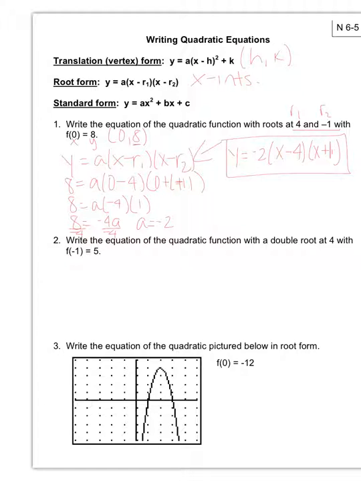Okay, so looking at number 2, we're writing the equation of your quadratic function with a double root at 4, and f of -1 equals 5. So that ordered pair would be (-1, 5). So since we have a double root at 4, that means r1 and r2 is 4. It also means that that's also your vertex. So that's the only place that it crosses the x-axis. All right, so since we're given roots again, we're going to plug it into root form.